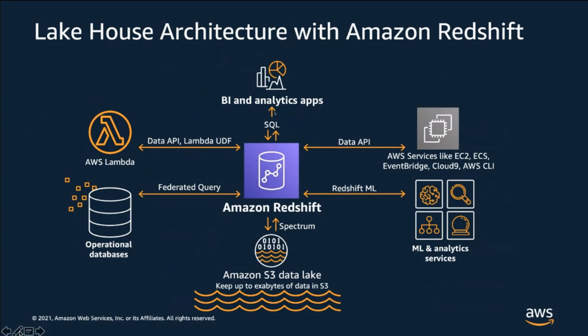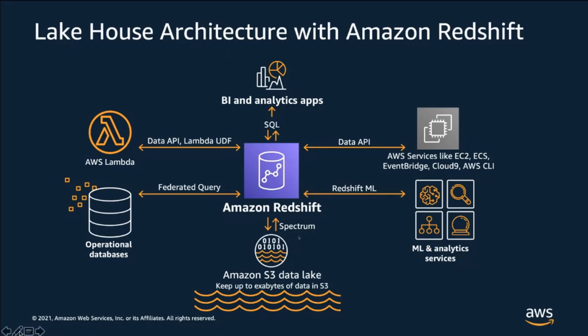Here is the Lakehouse architecture with Amazon Redshift, where you can use Redshift as your primary data store and use it seamlessly with other AWS services, leveraging the benefit of AWS native integration. This drastically reduces the time and effort by avoiding the need to build additional complex pipelines.